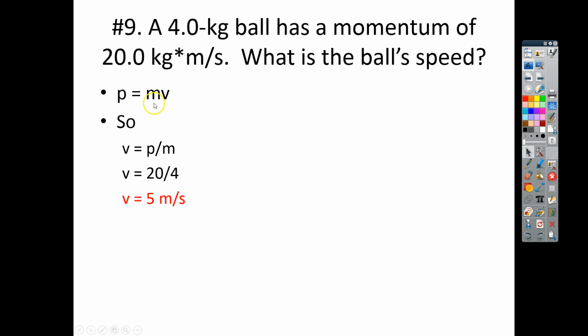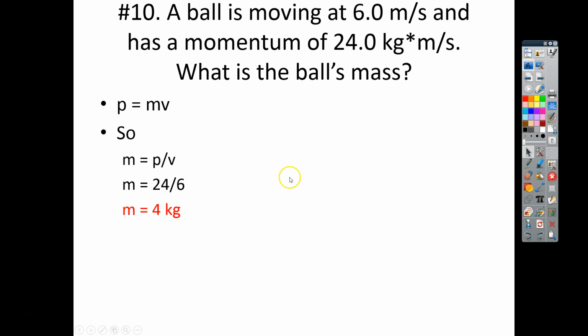This one's pretty easy. We know P is equal to mv. So V would be equal to P over M, so that'd be 20 divided by 4, and that gives us 5 meters per second. Last question is a ball is moving at 6 and has a momentum of 24. What is the ball's mass? This time we're going to solve for M. So m, if you divide both sides by v, would be equal to p over v. M is then equal to 24 divided by 6, and that gives you your answer of 4 kilograms. And that is number 1 through 10 for momentum.